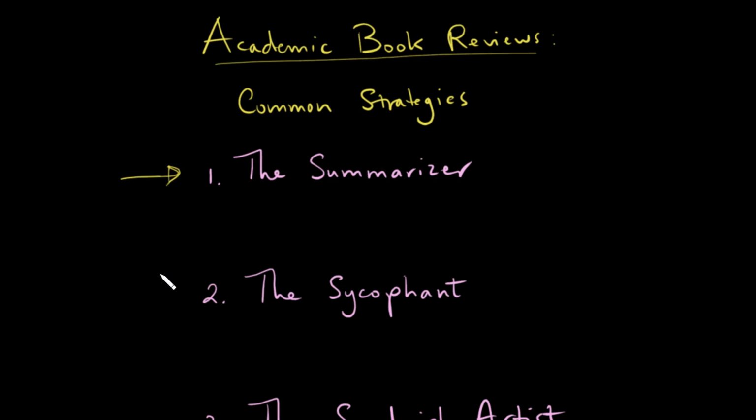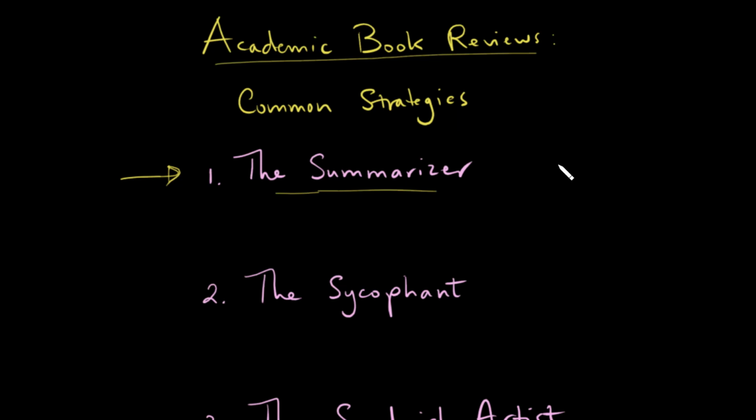The summarizer is somebody who plays it very safe, somebody who doesn't want to make enemies in the profession, knows that these people might be at conferences in the future, and kind of steers a safe path. What the summarizer does is take full advantage of the typical structure of a book review.